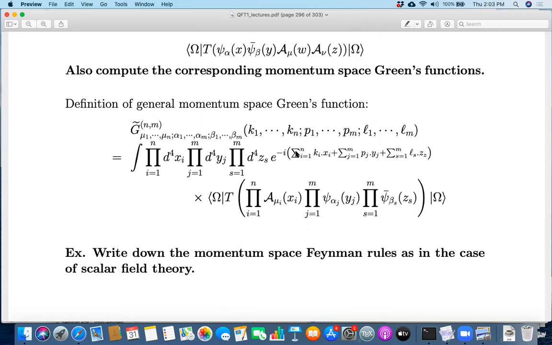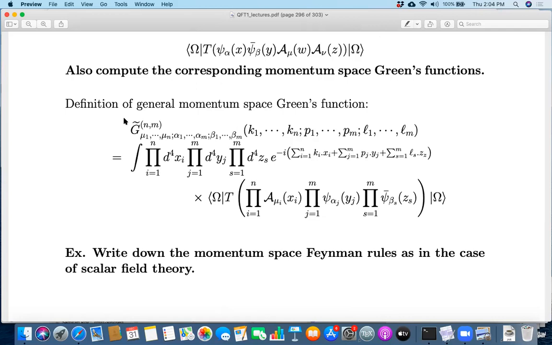So let's look at the definitions. You have the integrals. These are the Fourier transform integrals. You see there are n x_i integrals, associated with the photon coordinates. These are associated with the psi, m of them, and these are associated with the psi bars, again m of them. So this is the usual Fourier transform, the exponential. And here is the position space Green's function. So you can see that x_i refers to the photons, y_j refers to the psi, and the z's refer to the psi bars. That's the convention that I'll be using for this Green's function.